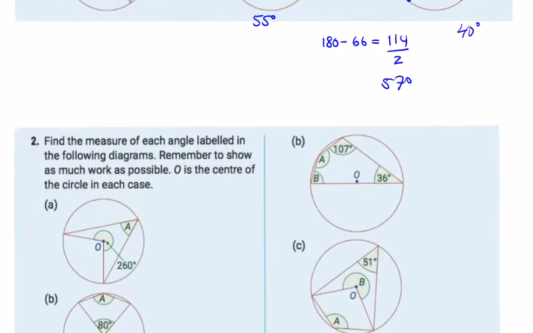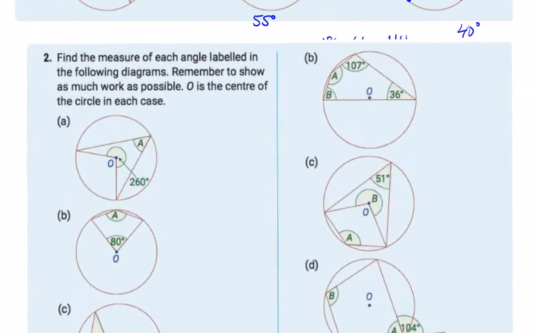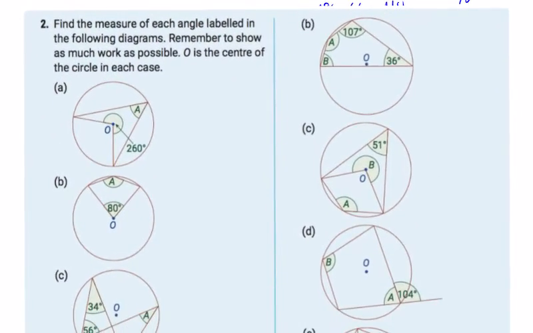Okay, what's next here? Find the measure of the angle labeled in the following diagrams. Show as much work as possible. Well, this angle here we're told is 260, so the one here, I'll call it O because it says O there. O is equal to, well, the whole thing is 360, so O is 100. So A, it has to show the work, 100 divided by 2, which is 50.